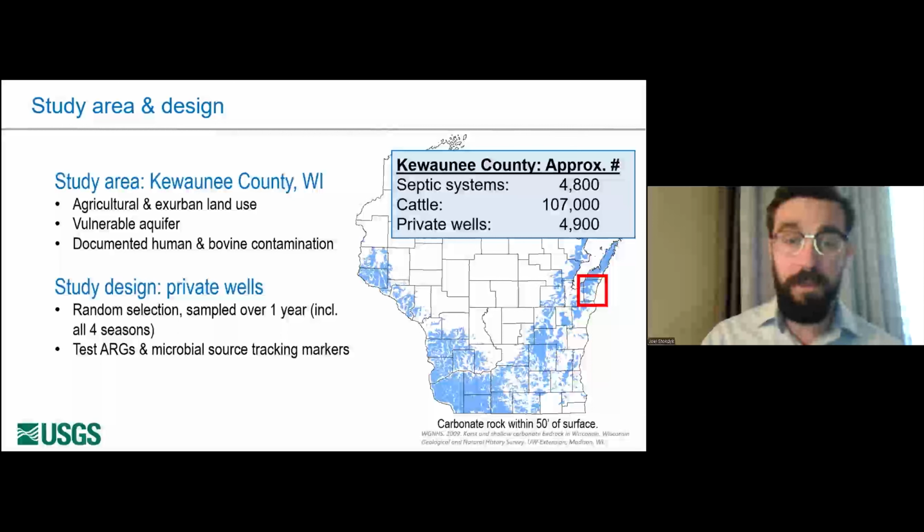So for this study, we're sampling private wells. We sampled wells over the course of a year to make sure we sampled during each of the 4 seasons. And then at our lab, we tested these private well water samples for antibiotic resistance genes and microbial source tracking markers. In microbial source tracking, we test samples for microorganisms that are specific to a certain host to identify sources of contamination. So for example, some bacteria only grow in the guts of humans, are only shed in human fecal material, and therefore when we detect it in groundwater, we know human wastewater was a contamination source.